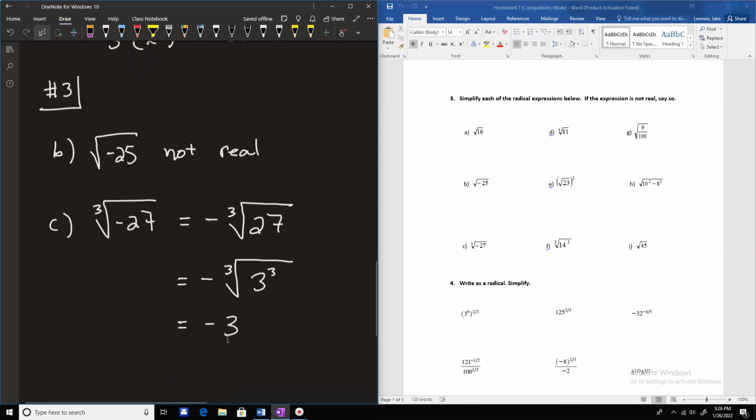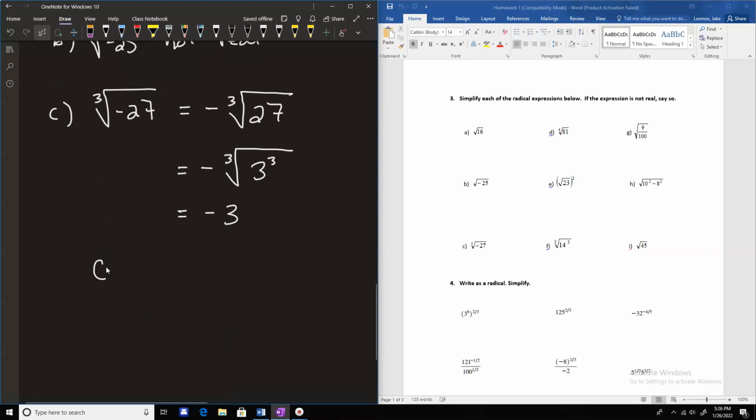Another way to think about it as well is also we could check, and if we do negative 3 to the third power, we should get what's underneath the original cube root, which we do, right? Because this is going to come out to negative 27. So it checks out.